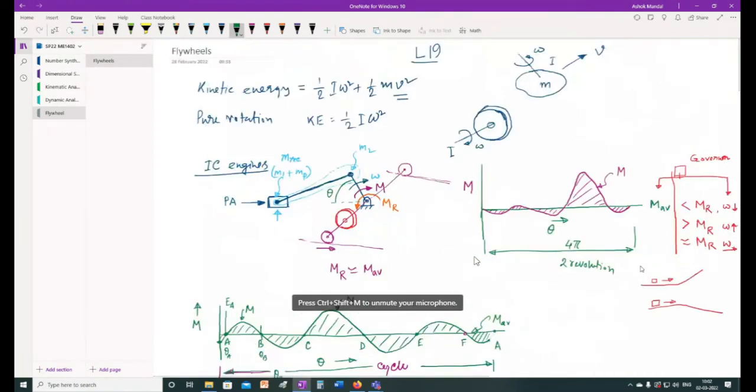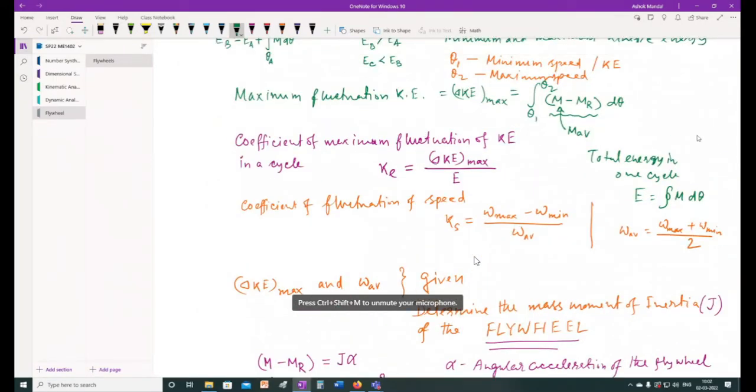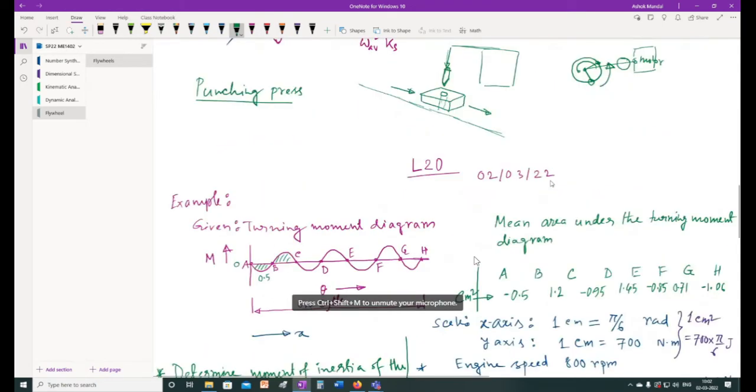I think, in the last class, this was not correct. This is not M average. This definition is fine, where M is the torque which is coming from the engine, and MR is the resistive torque, which, for smooth operation, is equal to M average.